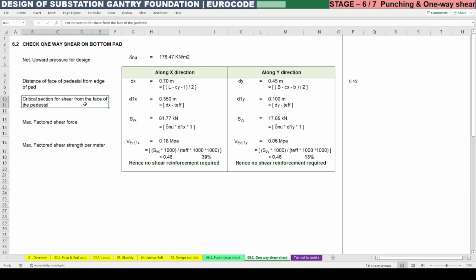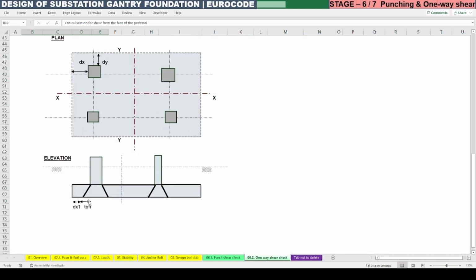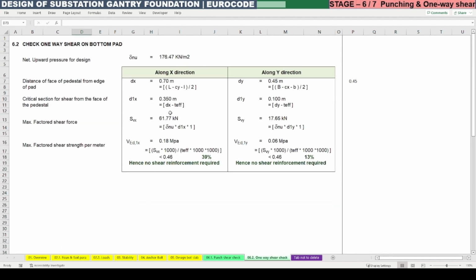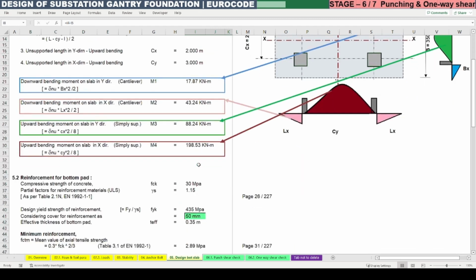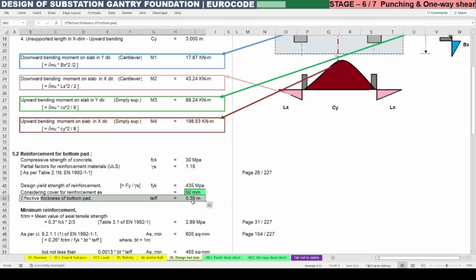The critical section for shear from the face of the pedestal is, so this distance we need to consider from the face of the pedestal, how much the critical one is. So this d1x is the critical one. The edge distance is dx, and from that we need to deduct this d effective, so that our value is 0.35 meter, dx minus d effective. Similarly in the y direction, 0.45 minus T effective, which we already calculated in the design of the bottom pad, it is 0.35 meter.